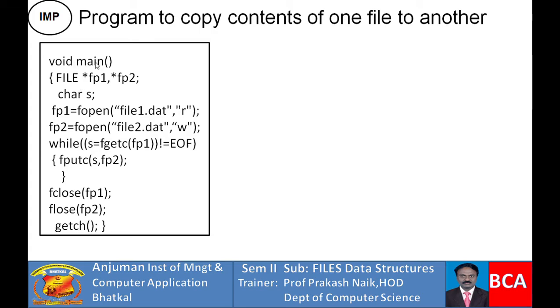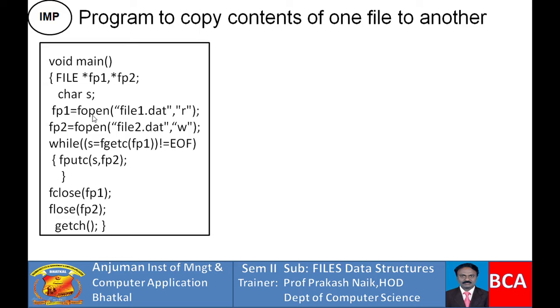Within the body of the main function, we have FILE *fp1, *fp2. Since star is placed before the variable name, it is a pointer variable. So why is fp1 used? fp1 is used to read the contents of a file. Why is fp2 used? fp2 is used to write the contents to a file. That is, fp1 opens one file and fp2 opens one more file. So from fp1 we are trying to copy to fp2. Okay, let us proceed. char s. s is a normal variable of type character.